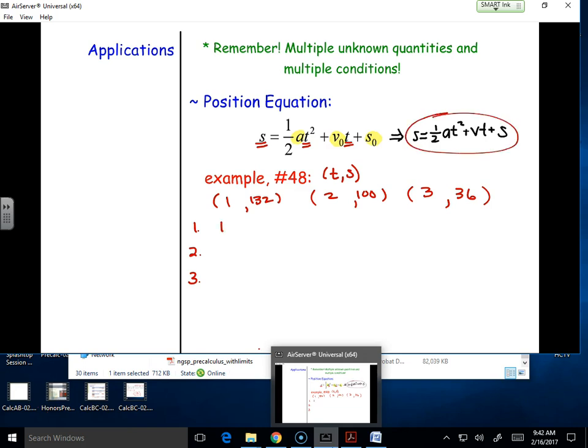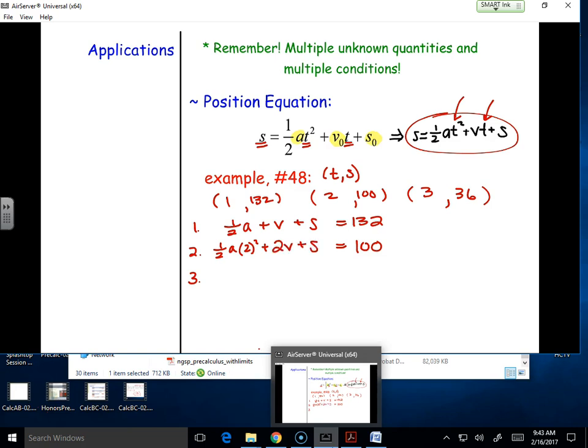When we plug in 132, that's like our y equals. And technically, I'm going to write it at the end because we're used to having the equals down there. Now, if I plug in t, and t equals 1, I will have 1/2 a plus 1b plus s. If I plug in my second point, now my s equals 100. I'll have 1/2 a times 2 squared, which is 4, plus b times 2, which will be 2b plus s.